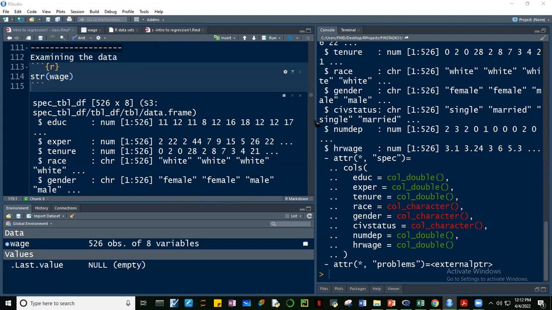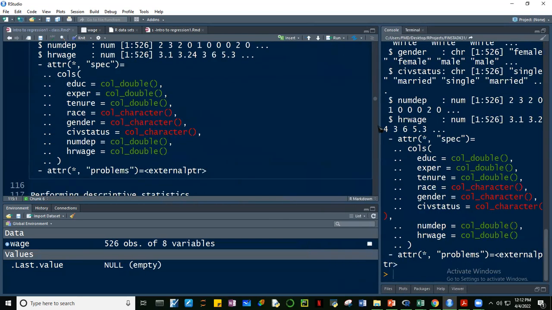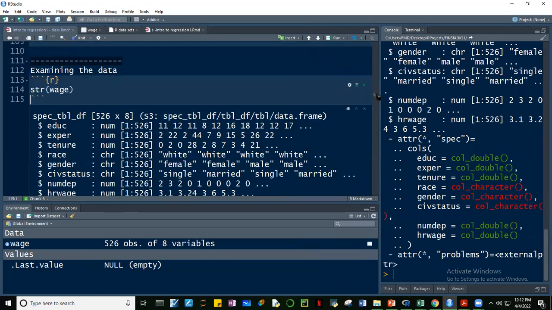And what are the inclusions in this data? Anong sabi dito? Okay? So education daw, yung dollar dito, ibig sabihin yung variable. So wage dollar education, this is coming from the wage data frame, and then the specific variable is education. Numeric siya, 526 observations, tas dinilista dito yung first few values. Experience, tenure, ganun din, race. Si race naman, character siya, white. Now later on, guys, may gagawin tayo dito kay race.